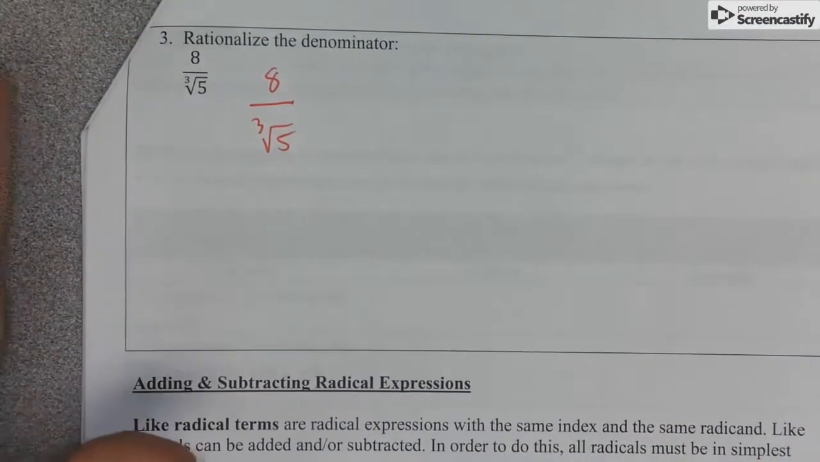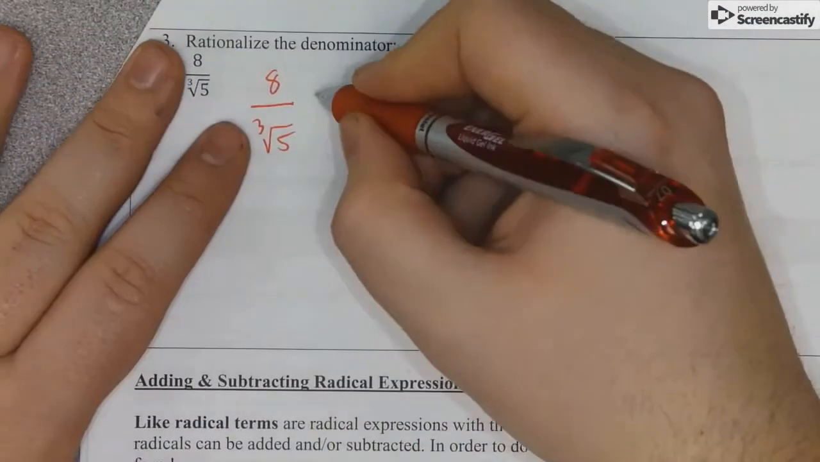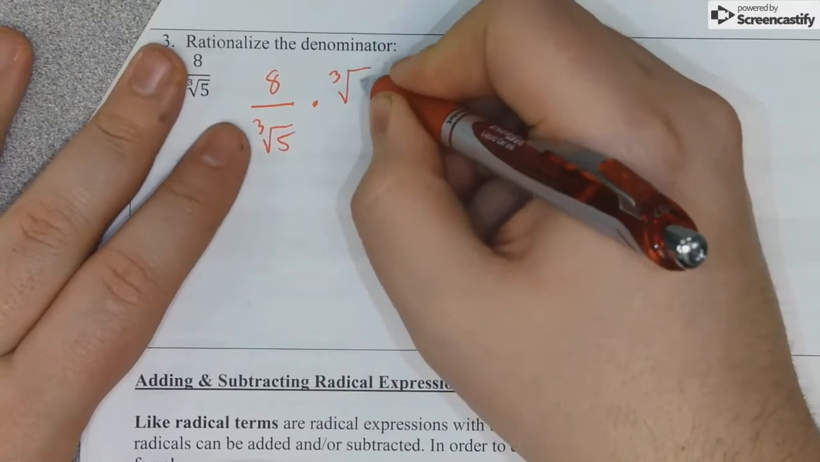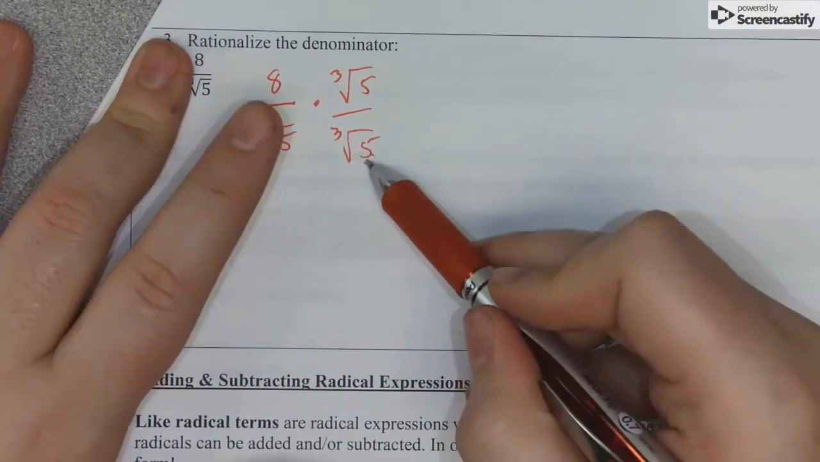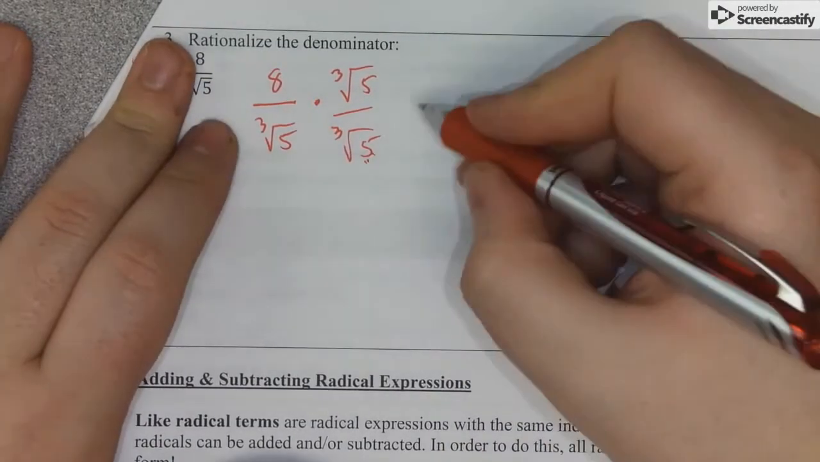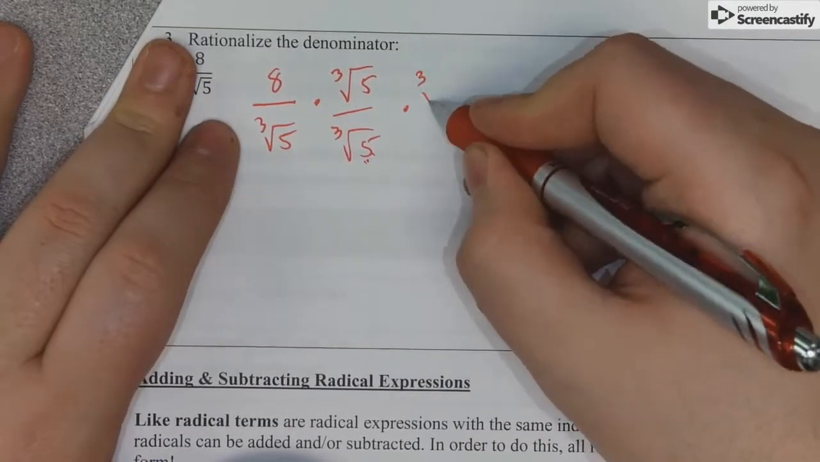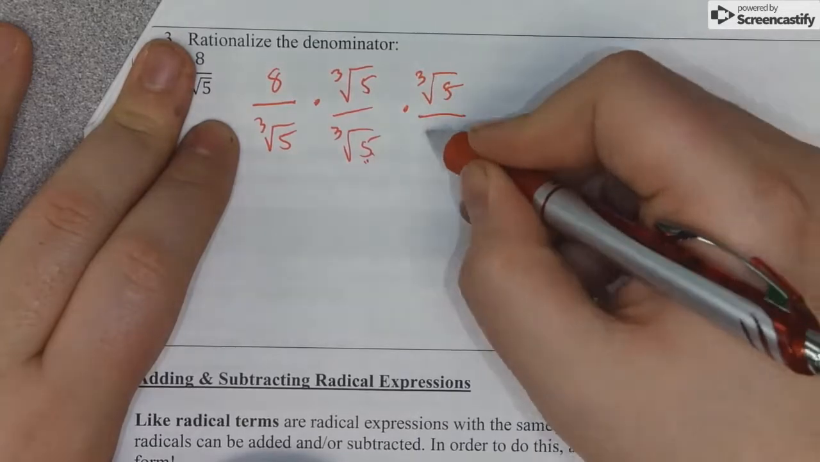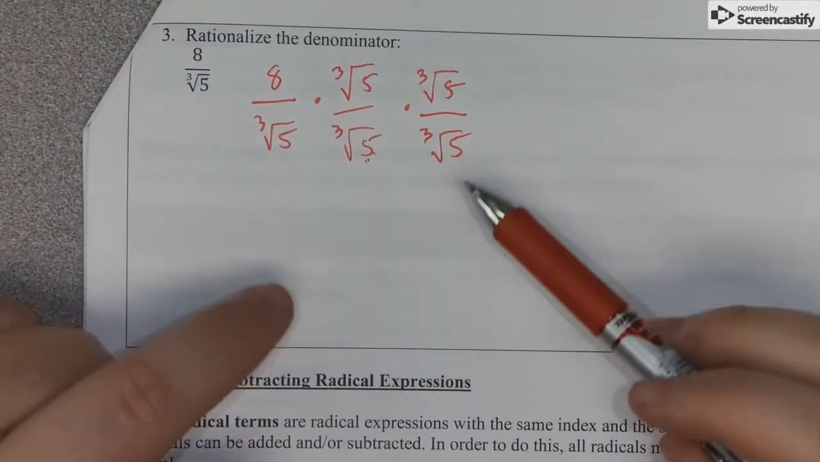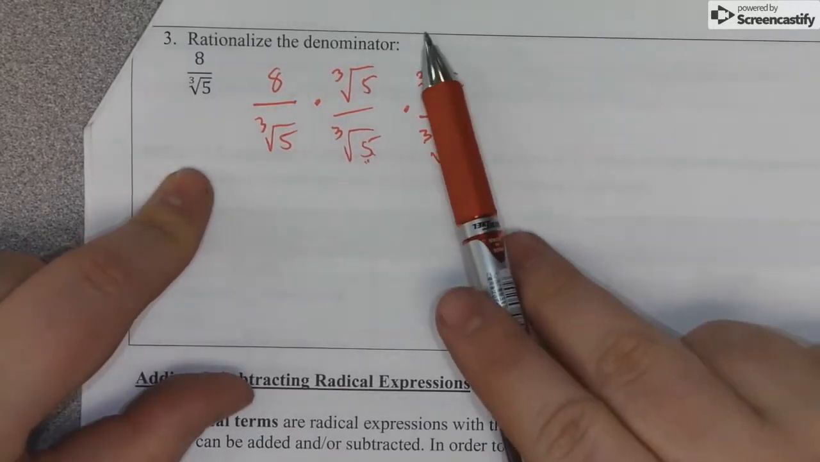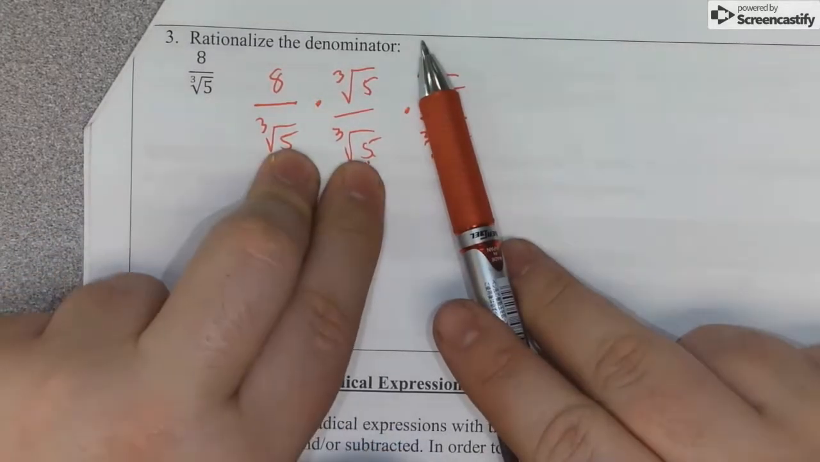So if I want to get rid of the cube root of 5, I need to multiply by the cube root of 5 over the cube root of 5. But this only gives me 2 5s. I need there to be 3 5s. So I need to multiply this one by one more, cube root of 5 over the cube root of 5. When I did square roots, I only multiplied by 2 because I only needed there to be 2 5s in the denominator.